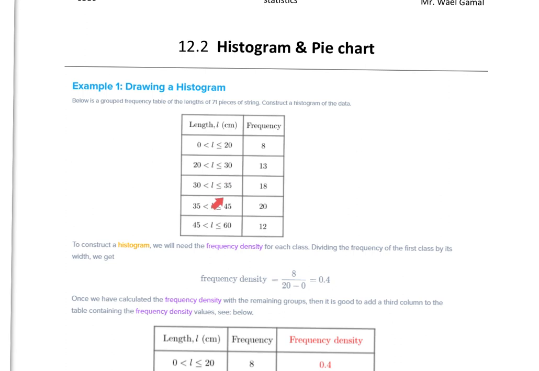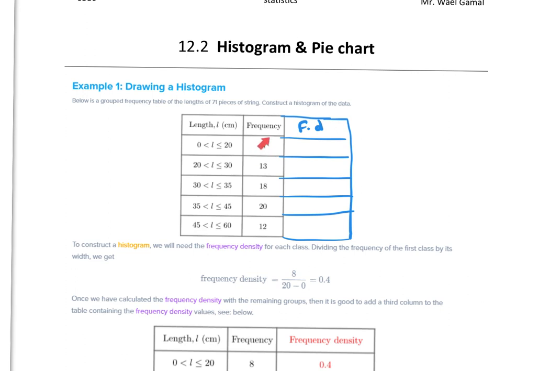But what about the height? How to find the height? To find the height, we need to find the frequency density. So the height will be the frequency density. Now how to find the frequency density? To find the frequency density, which is the height, you need to divide the frequency, which is given to you, by the class width. Class width means the width of the class. How to find the class width? The upper value minus the lower value.